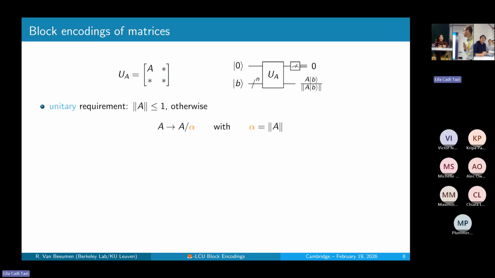Now, we have a unitary requirement on the matrix U of A, so we have to make sure that the norm of A, which we input, is equal to or lower than 1. If that's not the case, we can just do some normalization.